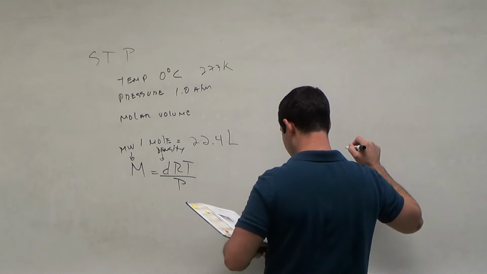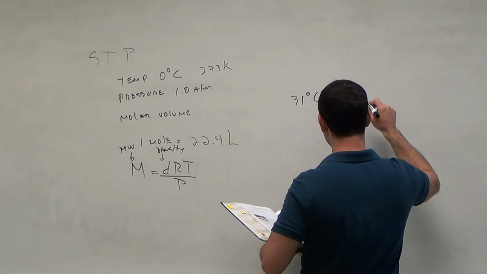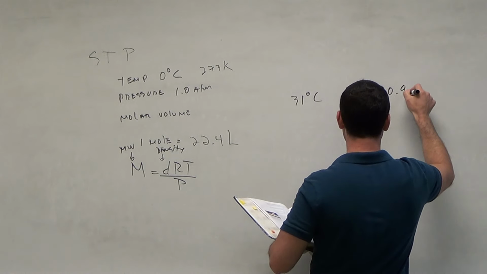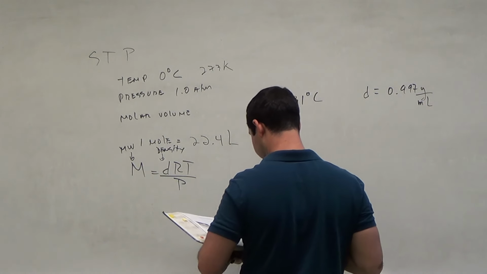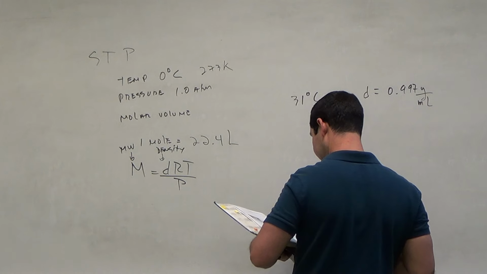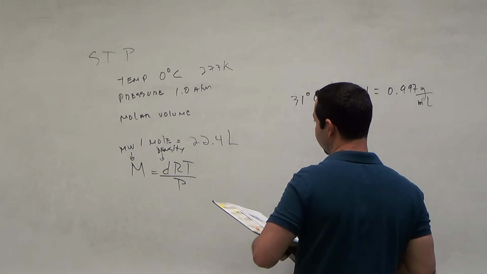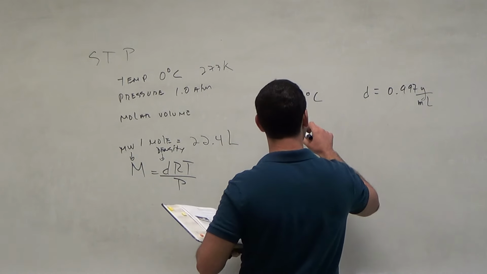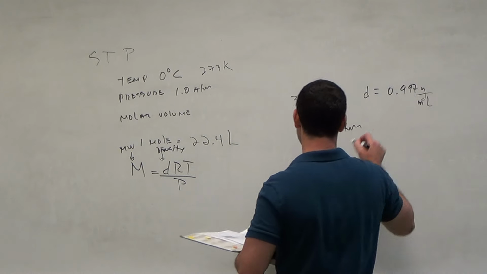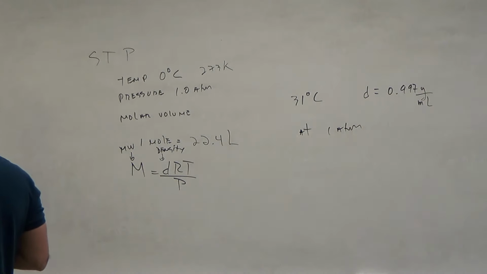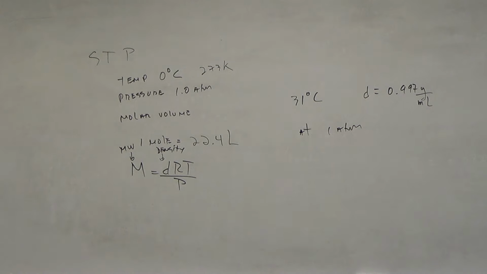The temperature is 31 degrees Celsius, the density is 997 grams per milliliter, and the pressure is 1 atm. Professor, what did you put there? Grams over what? Milliliters. We're going to use the previous R constant, the one that had liters and atms.